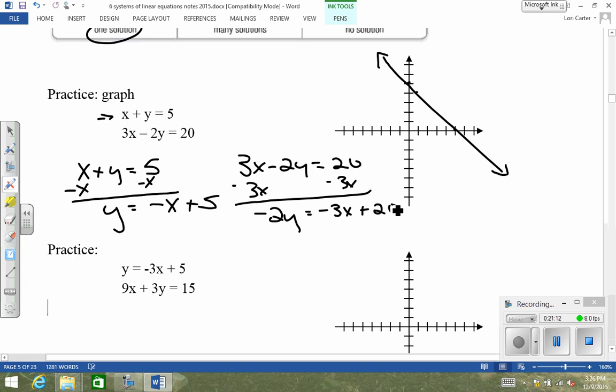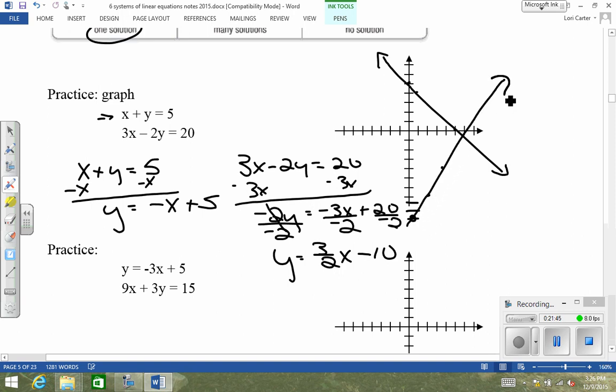Then what? Divide by negative 2. What is a negative divided by a negative? Positive. It is not a negative. That was happening all the time. So this is 3 over 2 x minus 10. I know you're short 3 lines, so draw your 3 lines on. Negative 10, then you go up 3 over 2. Draw your line. Okay, mine looks like it intersects at 6, negative 1.